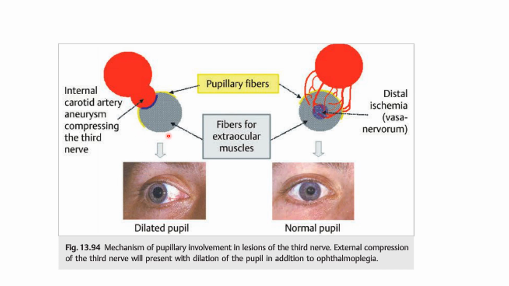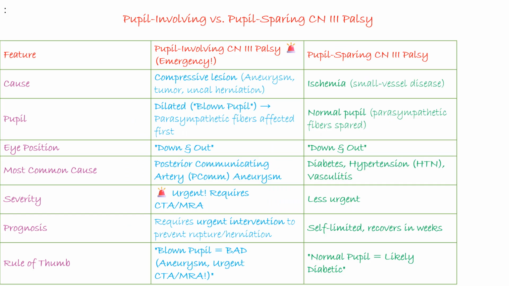If the pupil cannot constrict, what will the pupil do? The pupil will dilate. However, when it comes to causes such as ischemia, which majorly involve the inner part of the oculomotor nerve, this will majorly result in palsy of the extraocular muscles, while sparing the outer part, that is the pupillary fibers. So in this case, we will have pupil sparing oculomotor nerve palsy.